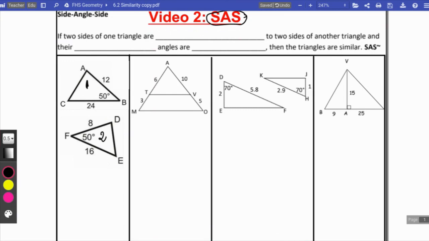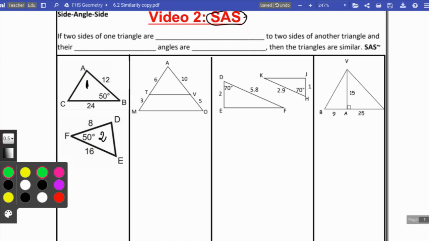You ready? Set, go. So what color did I use last time? I think I started with green. Let's go with green. So pick the smaller side. Here you are. The 12 should go with the 8, right? So you go and write 12 over 8.